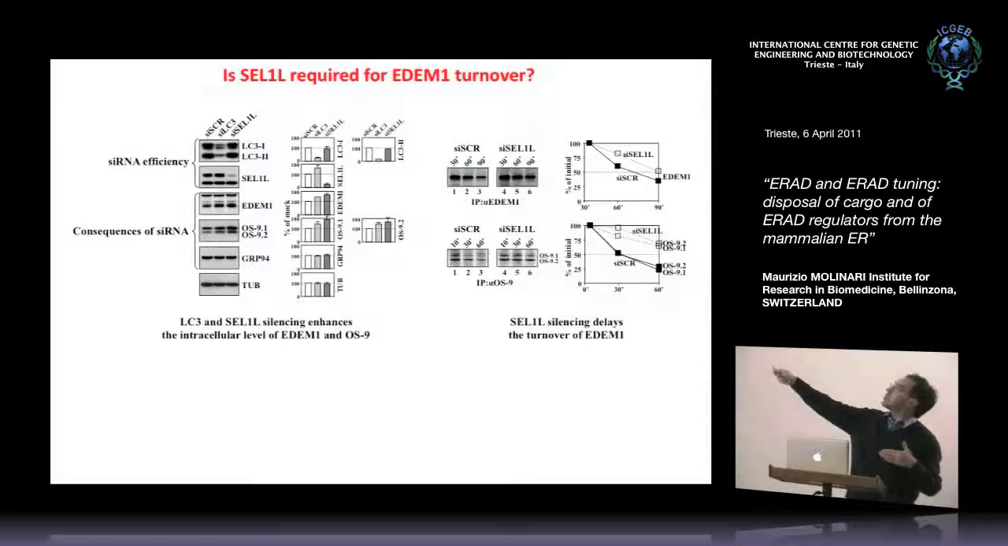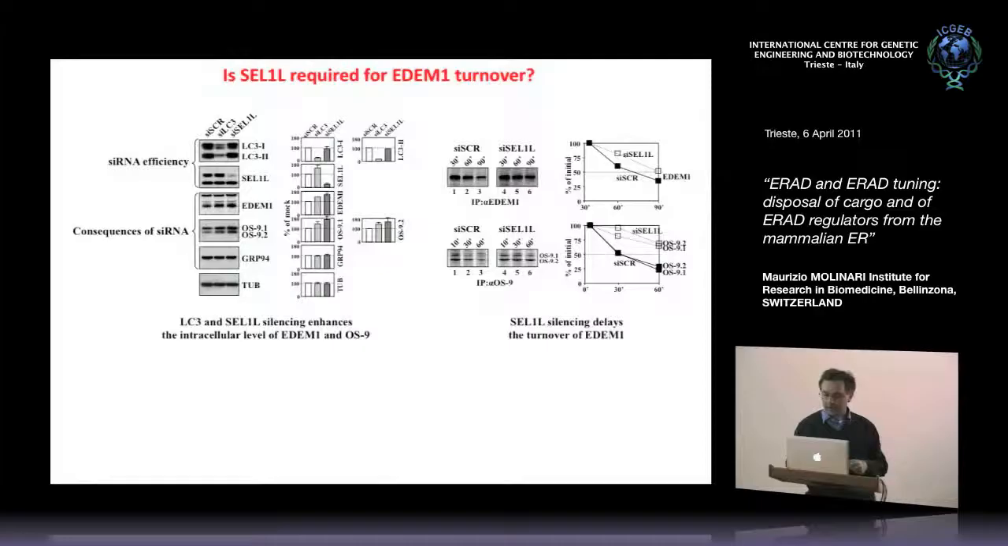So here is the degradation of EDEM in normal cells, and here is the degradation of EDEM in cells that have a low level of cell 1. These are not knockouts, these are knockdowns, so there is a residual amount of cell 1. Here is the situation for OS9. The half-life of OS9 is like this in normal cells, while if one removes cell 1, the protein is stabilized. So the fact that you have more protein when you delete cell 1 is due to the fact that you stabilize the protein, you delay the degradation of the protein.